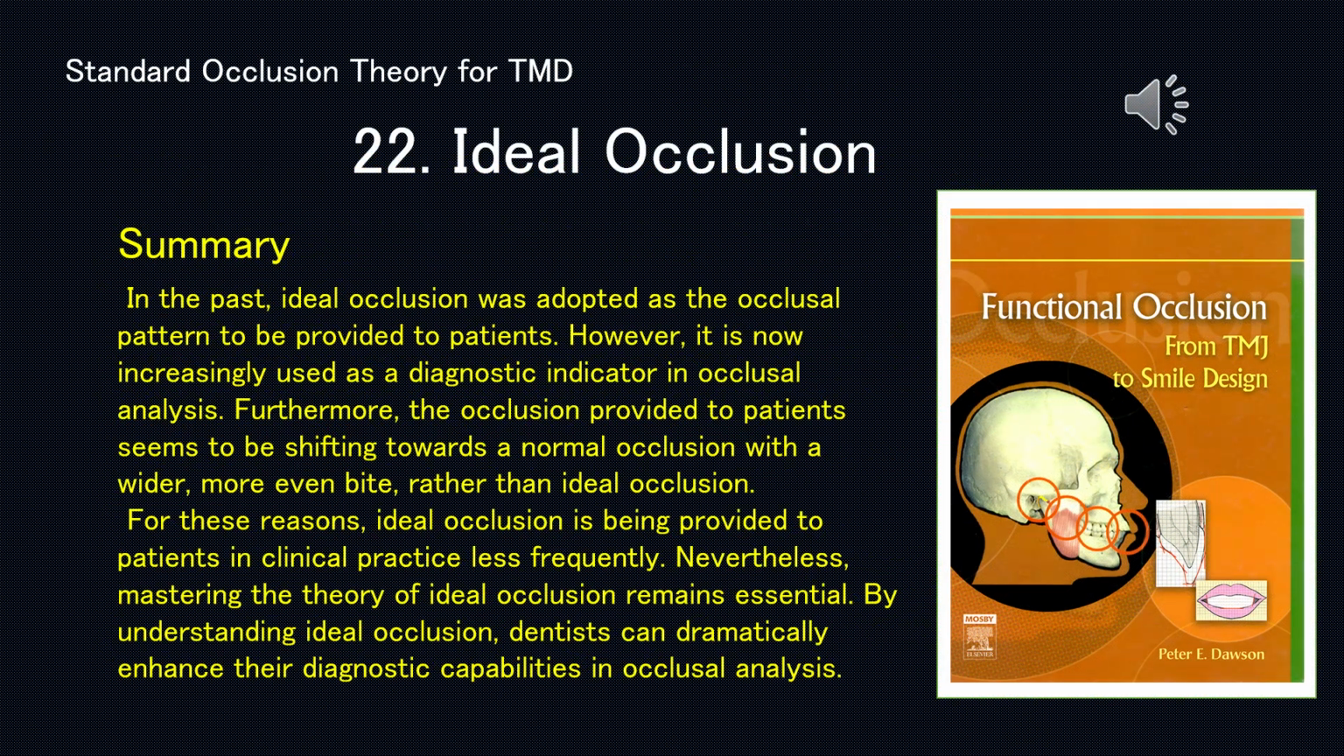Summary. In the past, ideal occlusion was adopted as the occlusal pattern to be provided to patients. However, it is now increasingly used as a diagnostic indicator in occlusal analysis. Furthermore, the occlusion provided to patients seems to be shifting towards a normal occlusion with a wider, more even bite, rather than ideal occlusion. For these reasons, ideal occlusion is being provided to patients in clinical practice less frequently.